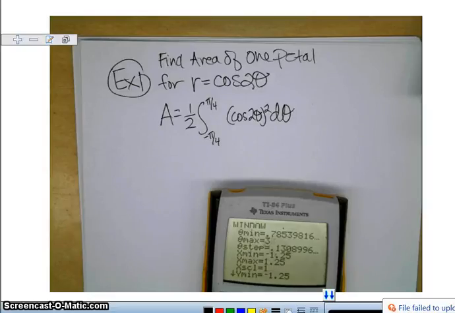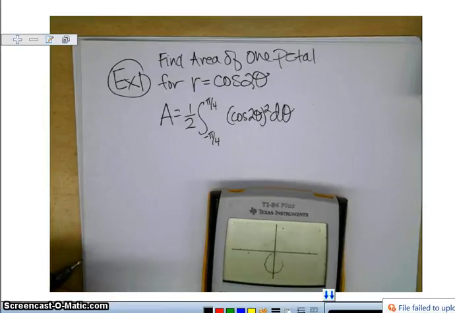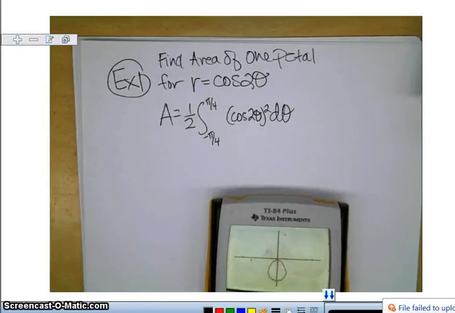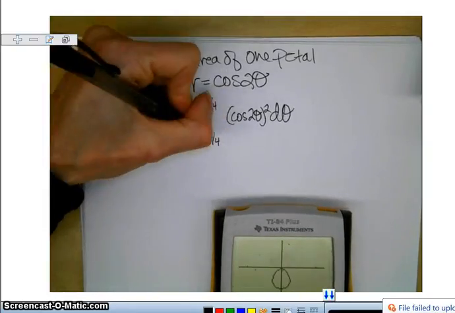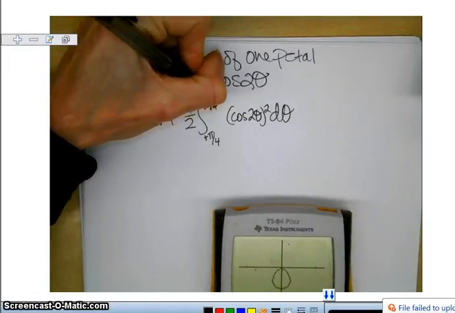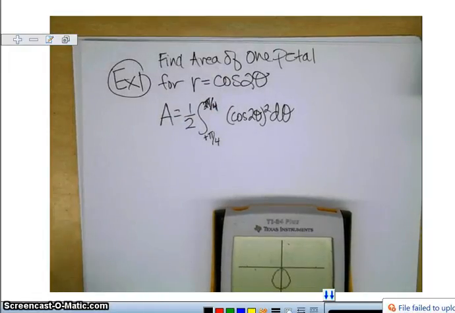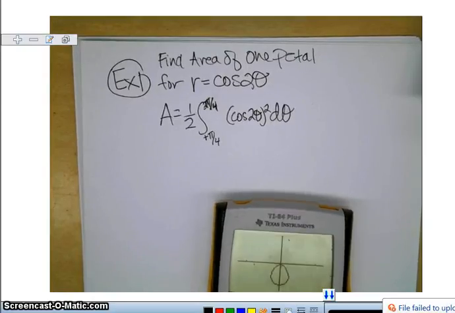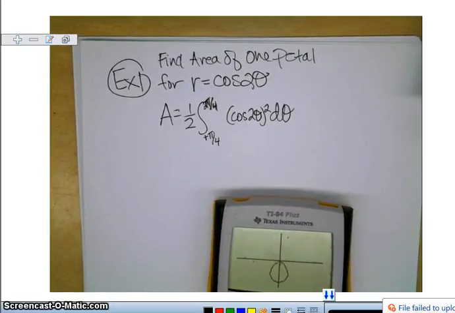Guys, are you with us? Yeah. Okay, this time I just went pi over 4 to 3 pi over 4. There, that one's beautiful. I like that better. I'm going to go from pi over 4 to 3 pi over 4 just because my graph turned out nice. If you went from negative pi over 4 to 3 pi over 4, it's probably going to work out the same. Okay, what are we going to do from here to find the antiderivative?